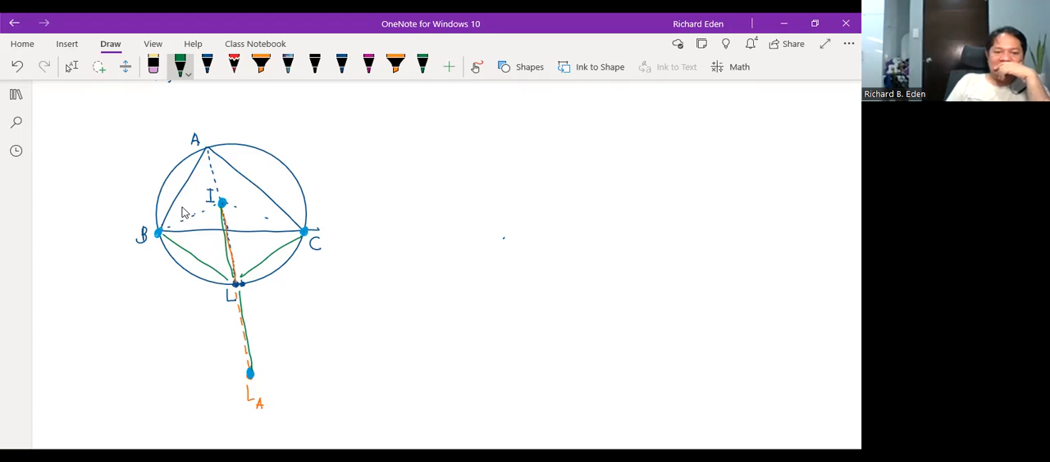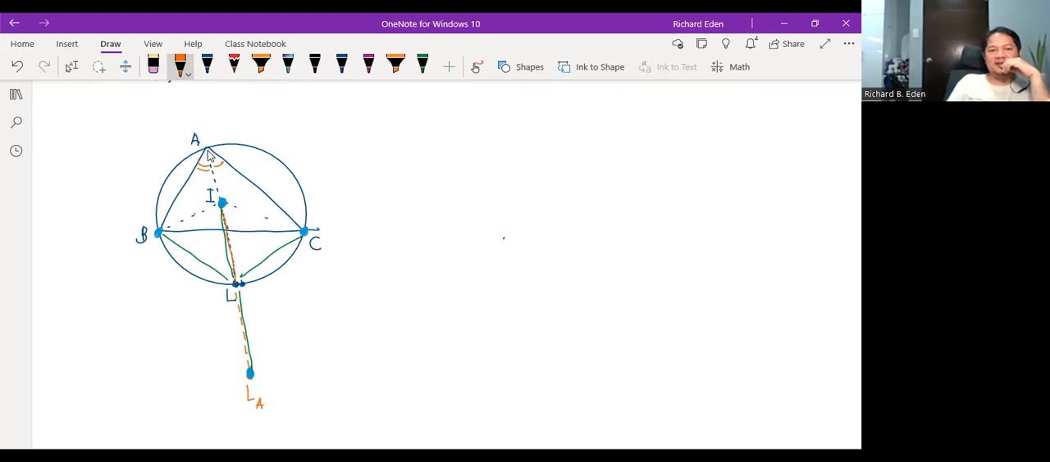So you already know LI and L sub A are equal, but of course LB and LC, that's a different matter altogether. But this gives us a clue because, well, I is the incenter, so that makes this angle and this angle the same.